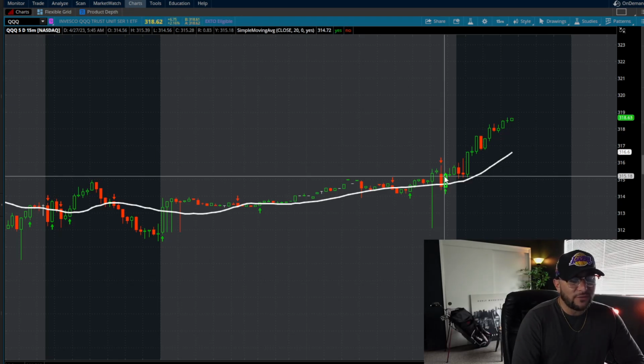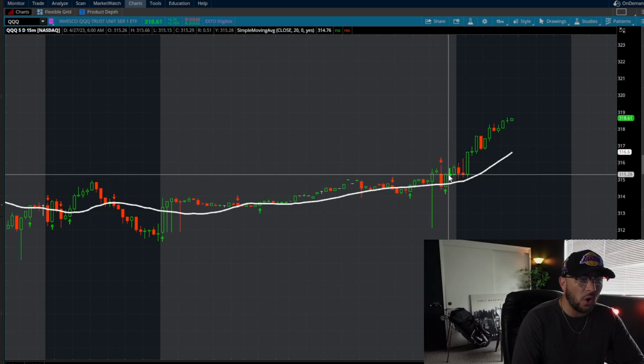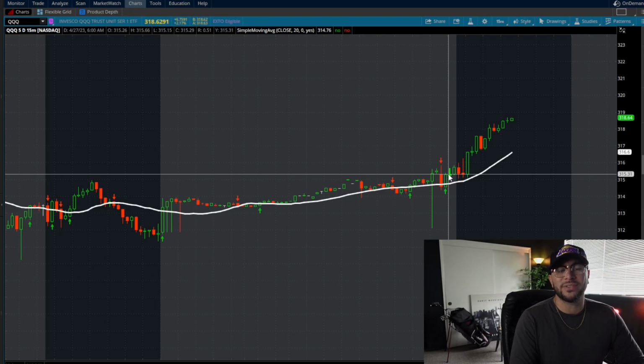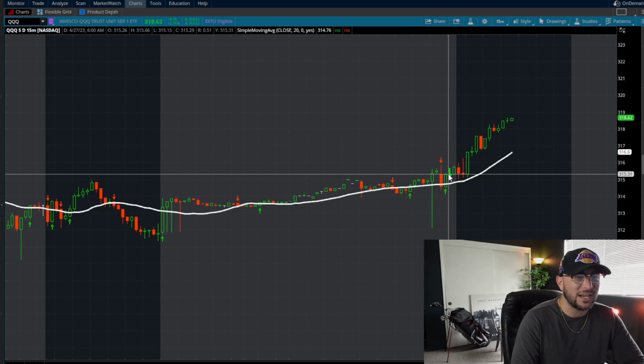If we look at 5:45 a.m. Pacific Standard Time, you can see that we break over the 20-period moving average. Now obviously, if you're trading options, you can't even start to trade options until the market opens, so you're sitting there wondering, what the hell should I do? I can't buy this. It's giving me a setup, but I can't buy this.